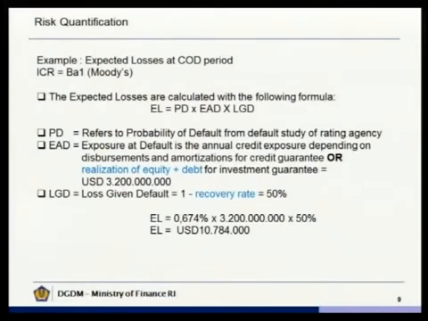In calculation of the expected loss, for example, expected loss at the COD period, COD is commercial operating date, in the infrastructure project. For example, the internal credit rating is Ba1 at Moody's. The expected loss is calculated with the following formula. Expected loss is probability of default times exposure at default times loss given default. Probability of default can refer to the default study of a rating agency.